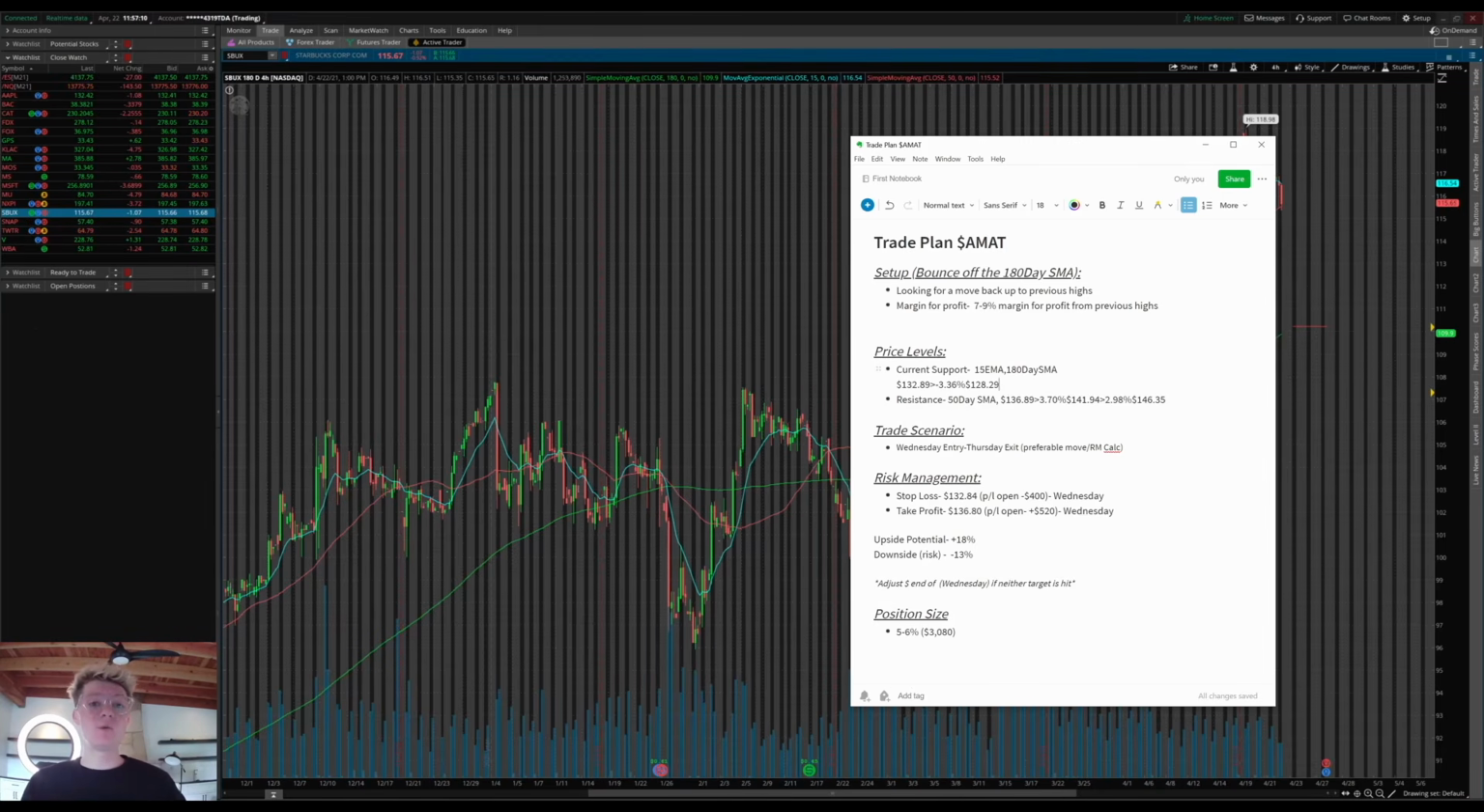It's important to calculate the distance between your support levels and your resistance levels. That is because later on, we're going to use these levels to determine where we're going to set our stop, our take profit, etc. And then you can see we've got resistance at the 50-day SMA, again at $136.89. Then we've got another 3.70% gap up to our next resistance at 141.94. And then we've got another just about 3% to our next resistance level at 146.35.